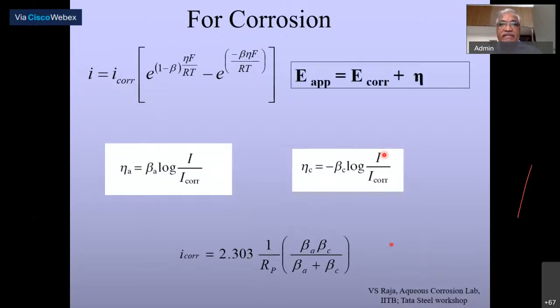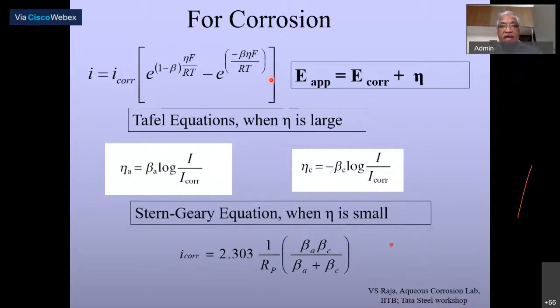Okay, so again, in this case, the overvoltage is redefined here as related to the applied potential and the corrosion potential. Because we're talking about overvoltage here in relation to E corr, the corrosion potential, not in relation to the equilibrium potential at all.